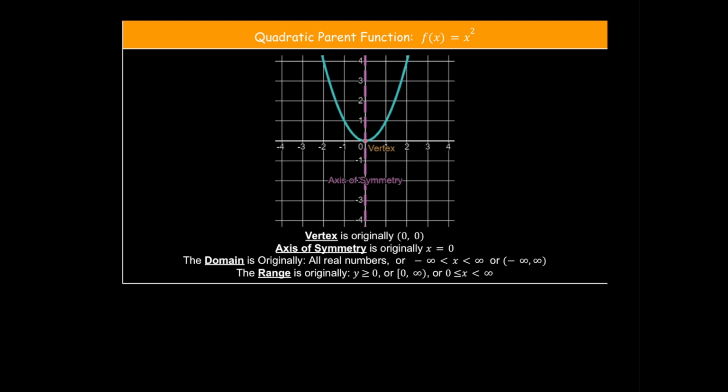Domain for a quadratic is all real numbers, which is between negative infinity and infinity. Just several ways to write it over here. And then the range is originally y greater than or equal to 0. And of course, there are various ways to write that. So that's some key characteristics of the original parent function of a quadratic.